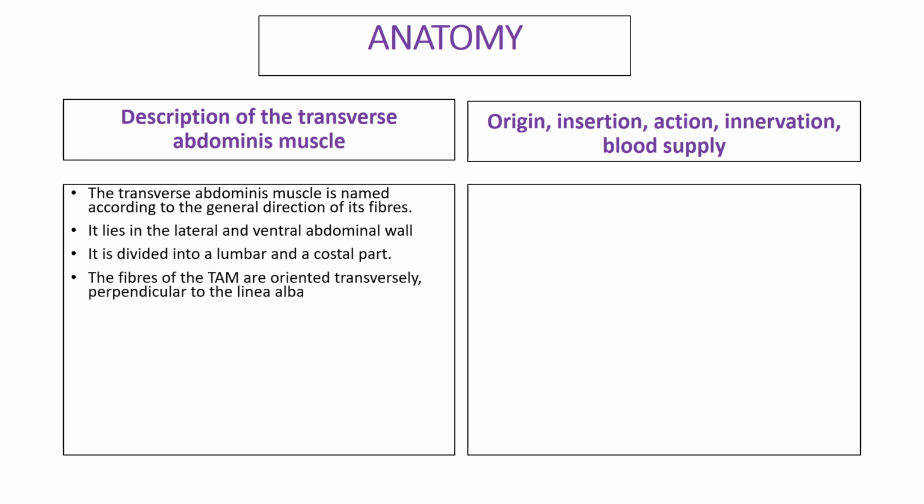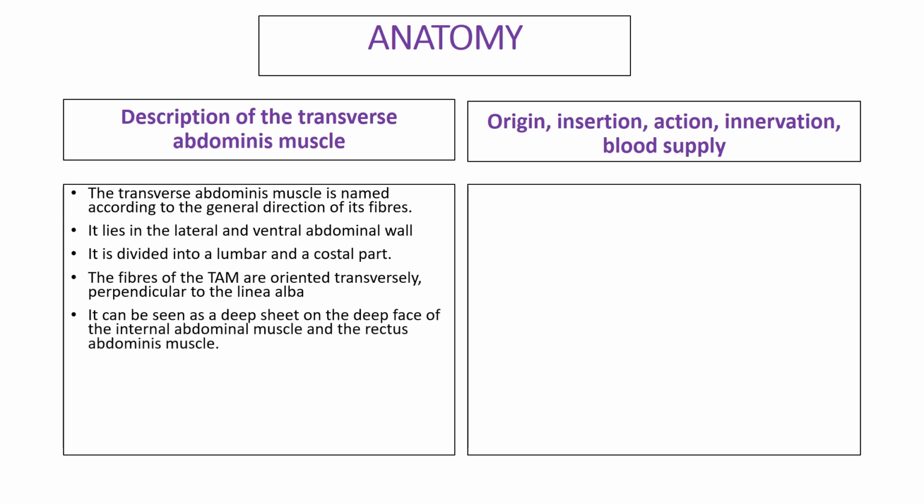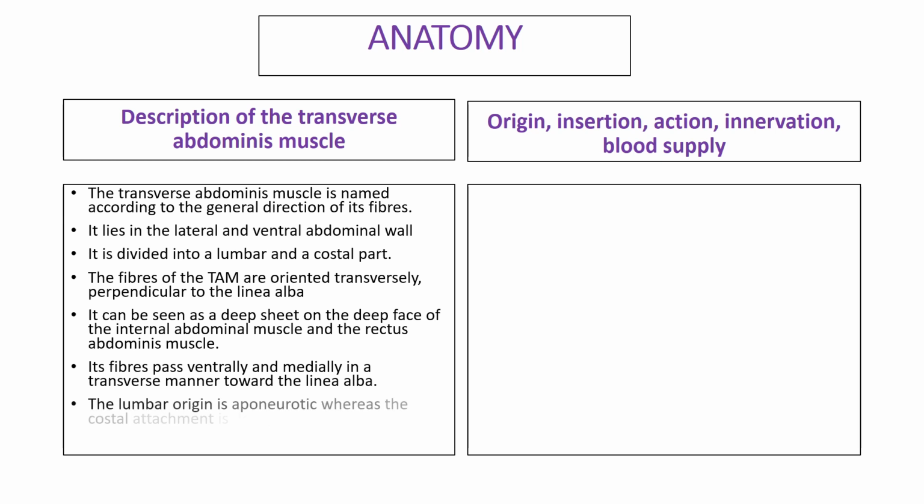The fibers of this muscle are oriented transversely, perpendicular to the linea alba. This muscle can be seen as a deep sheet on the deep face of the internal abdominal muscle and also the rectus abdominis. Its fibers pass ventrally and medially in a transverse manner towards the linea alba. The lumbar origin of this muscle is aponeurotic, whereas the costal origin is mainly fleshy.